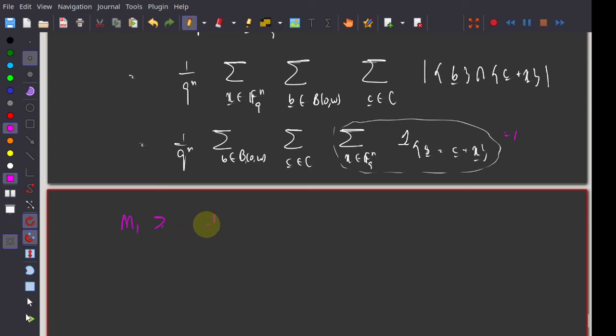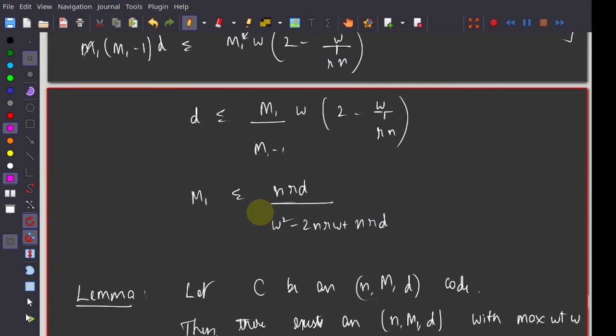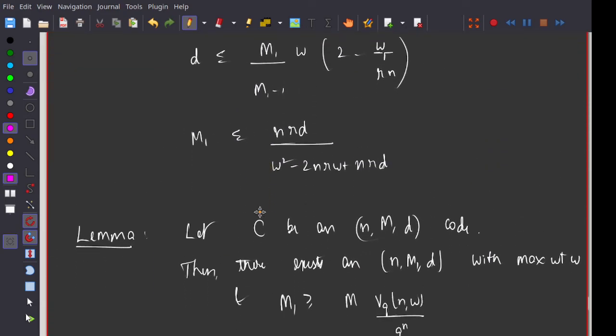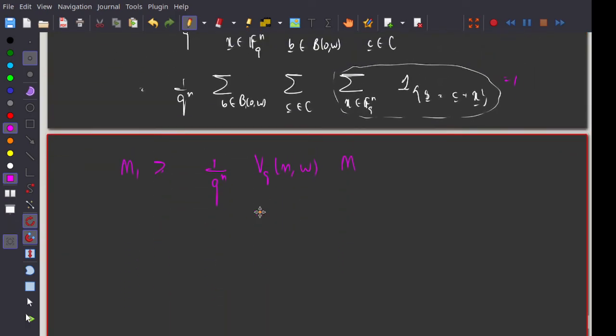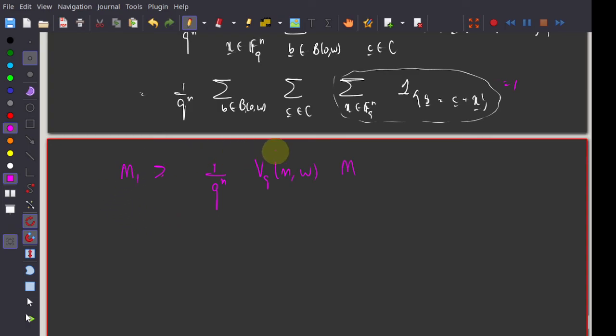M1 is greater than or equal to 1 over q to the n times the volume of the ball, Vq of n comma w, times the size of the code book, which is M. That's exactly what we have. So for any code book, I can construct a sub code book of size at least this. But now this sub code book has all code words of weight at most w, for which I have an upper bound on the size of the subcode.